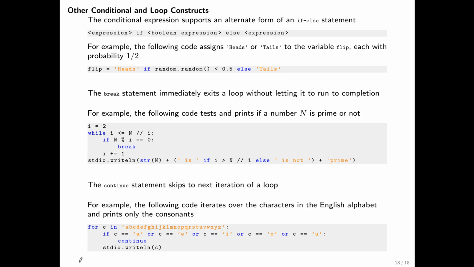So what is this code doing? It's simply iterating over the characters of the English alphabet, and it is printing just the consonants and not the vowels. Because if we see a character that's a vowel, we continue. But if it's a consonant, we print it. Okay, so it's a nice example that shows how you make use of the continue statement to skip to the next iteration of a loop.